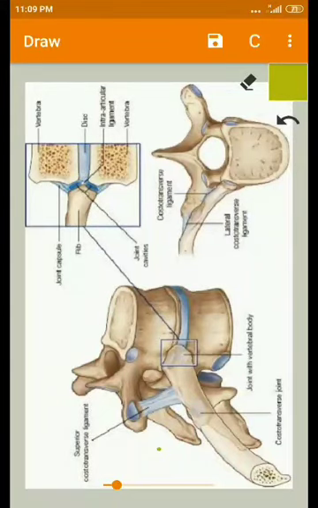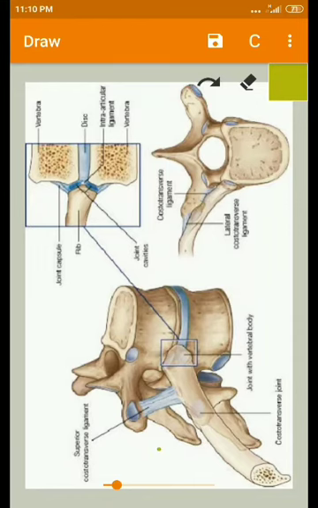Dear students, welcome back. Now we are going to see costovertebral joints. Here, this is the rib articulating with the vertebrae. So we know that this head of the rib is having two facets, superior facet and the inferior facet, forming costovertebral joints. The articulations of the heads of the ribs with the thoracic vertebral bodies constitute the costovertebral joints.